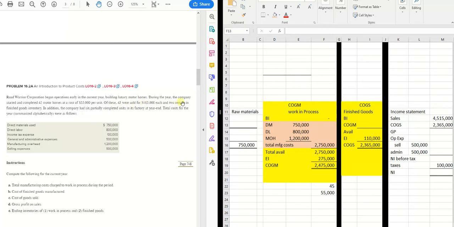But notice it says the company started and completed 45 homes. And then I had 6 in ending inventory. In addition, the company had 6 partially completed units in its factory. All right, they ignored that in their solution, so I'm going to show you what their solution is and then show you how I would have done it. Basically, the numbers aren't going to make sense because it says it's a cost for $55,000. Again, you'll understand as I go through it.